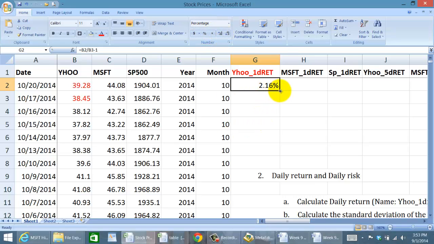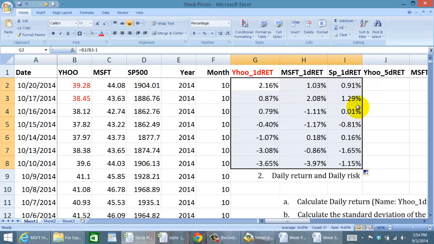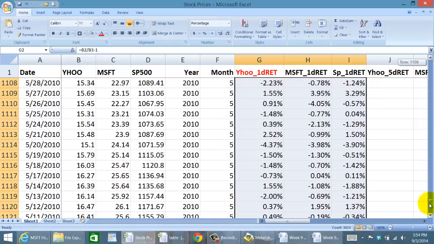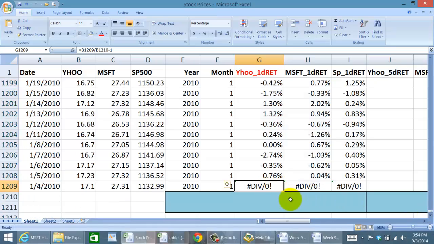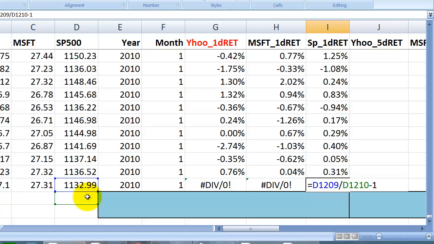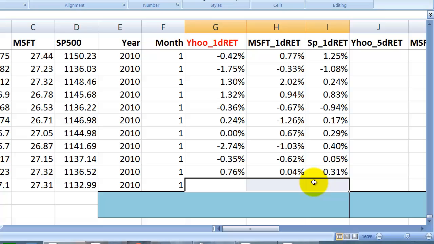Then what we do next, hover and drag it. So we have the 1-day return for Microsoft and the 1-day return for S&P 500. Double click, yes, you see that, right? It is S&P 500. Then we select all and double click, hover and drag all the way to the end. Why does this error show up here? Double click on it. Double click on S&P, you see that it is the beginning of the period, so we don't have anything to compare. That is why it divided by blank and turned into an error code, so simply delete it.